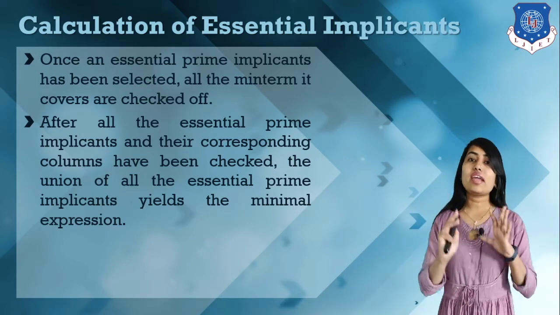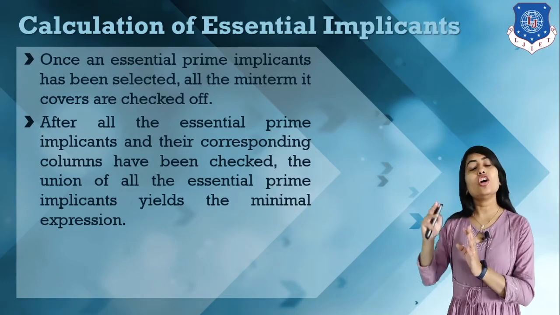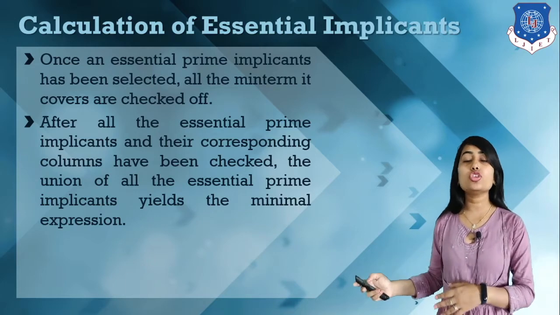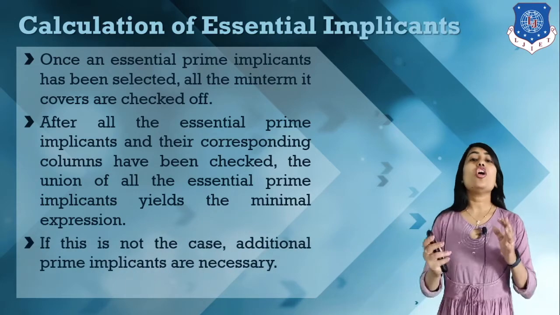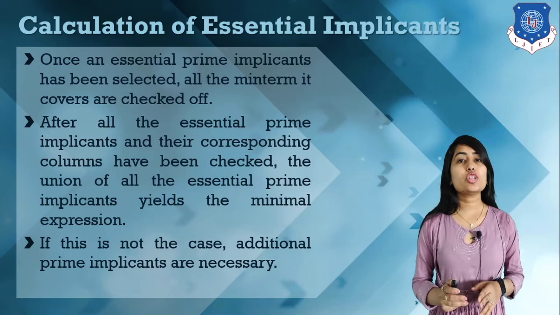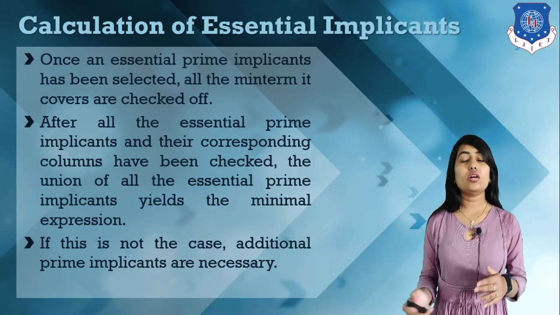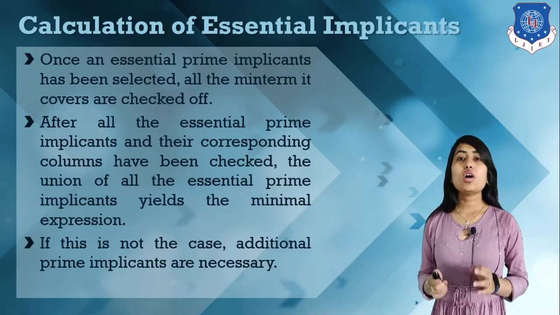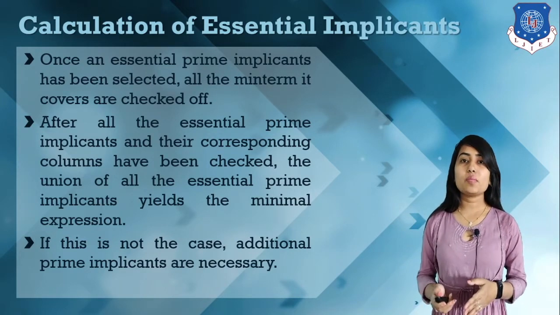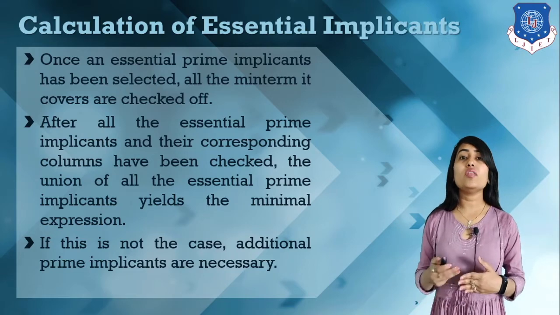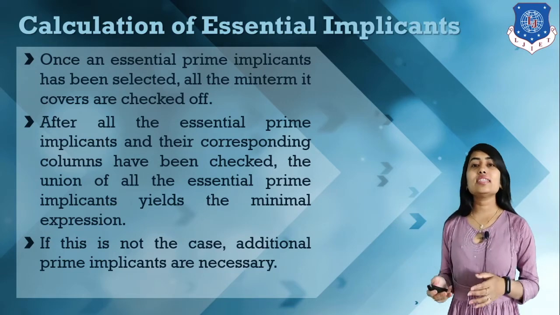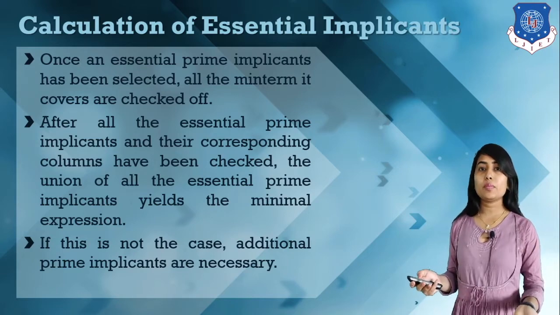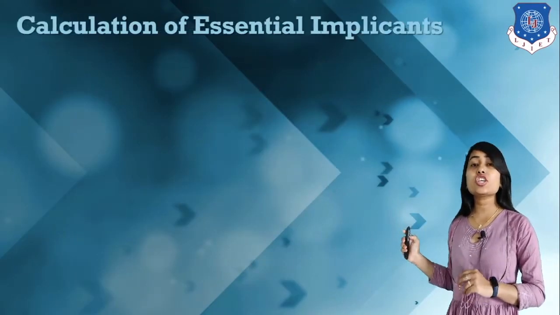If we identify essential prime implicants and all the terms are covered by them, then we have our minimal solution. But if all the terms are not covered by essential prime implicants, then we also have to include other prime implicants in our minimal solution. So how do we calculate essential prime implicants and simplify our logical functions? Let's discuss with the previous example, where we calculated prime implicants. Now let's calculate essential prime implicants.